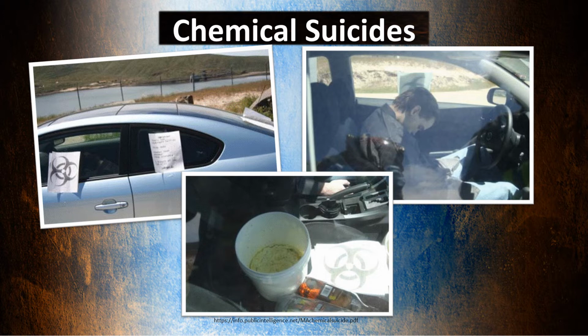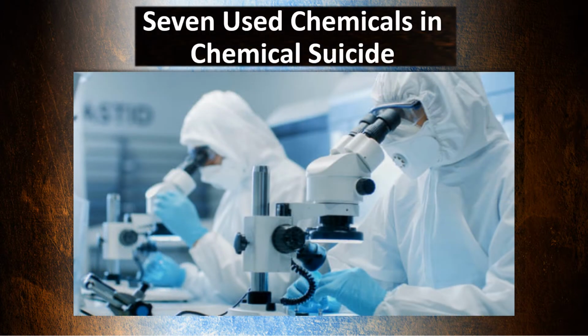Since that event, and with the postings on the internet explaining how to make poisonous gases, these types of suicides have become more common. 7 types of chemicals are commonly used in creating a chemical suicide situation. The following are the most commonly used.